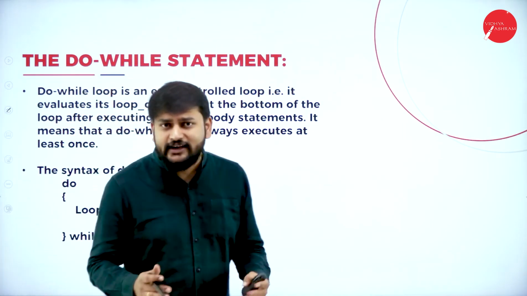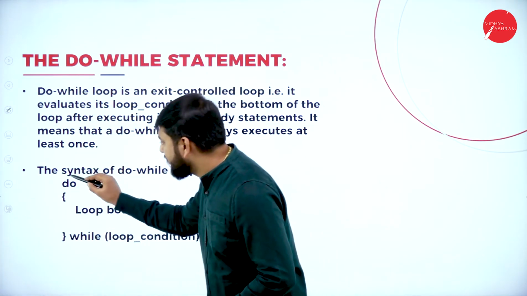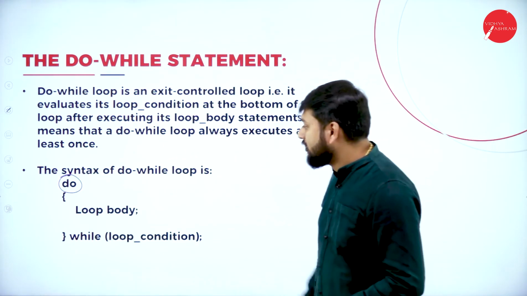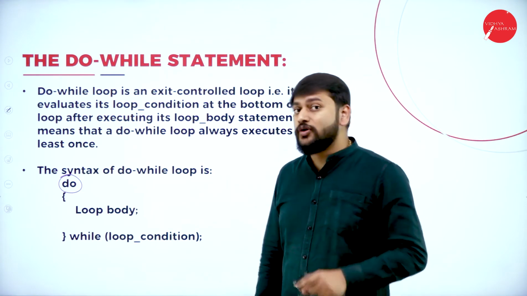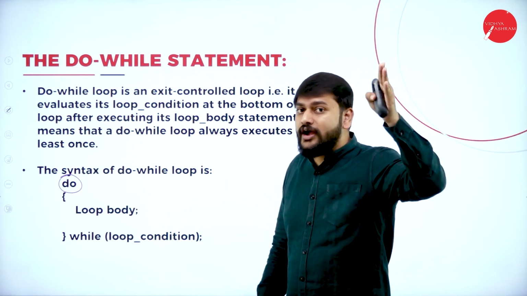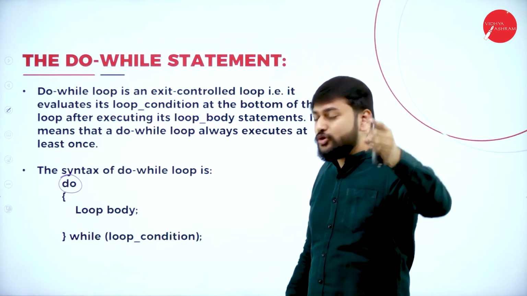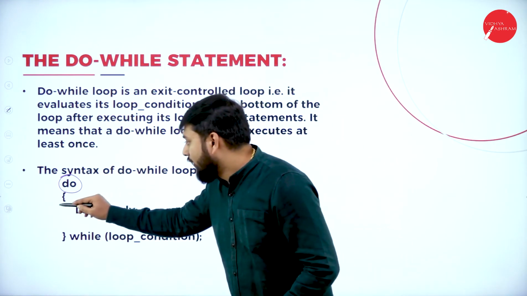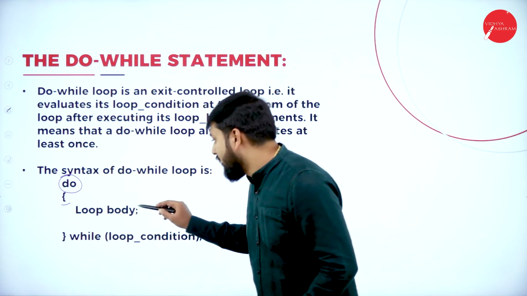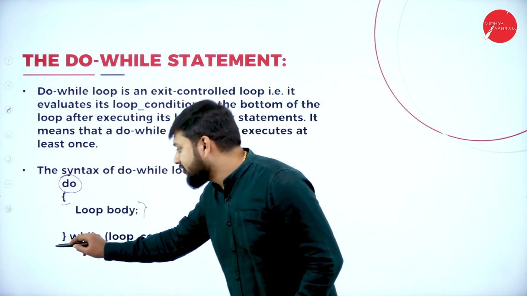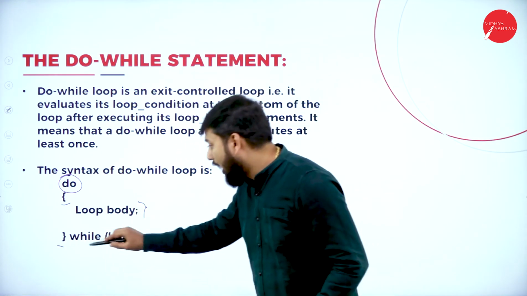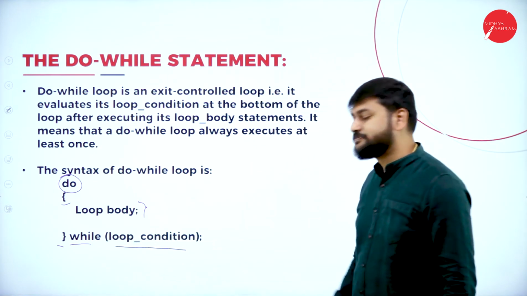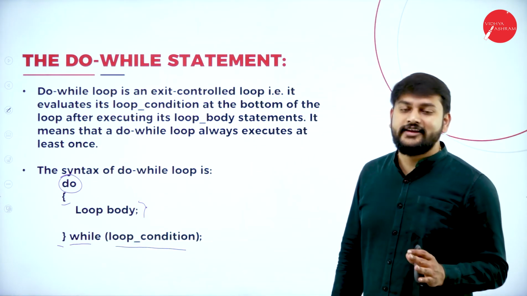All right, how exactly is it working? You have the keyword do. What is that you have? So you have do. What did you have there? You had while, then after that you had a condition, but you don't have that here. That's what you need to remember. So you have the open flower bracket, then the loop body, and then after that the close flower bracket. After that you have the keyword while and the loop condition. That is a specialty that you need to remember.